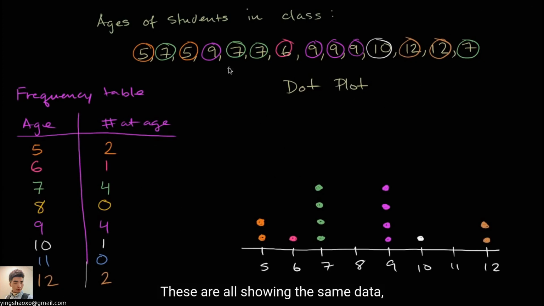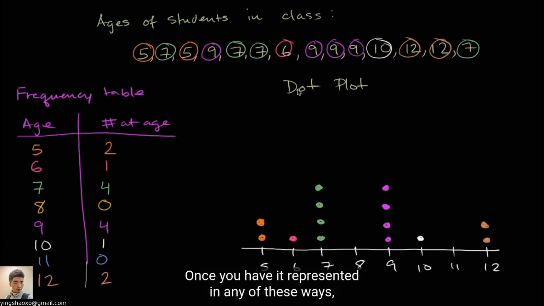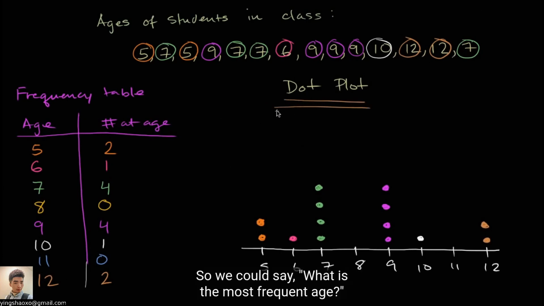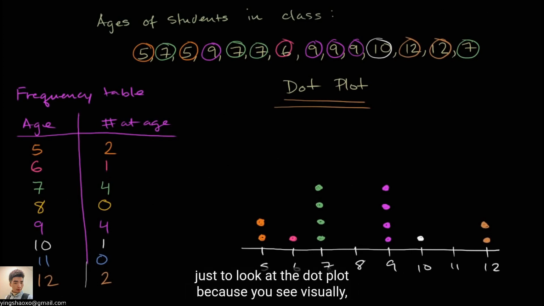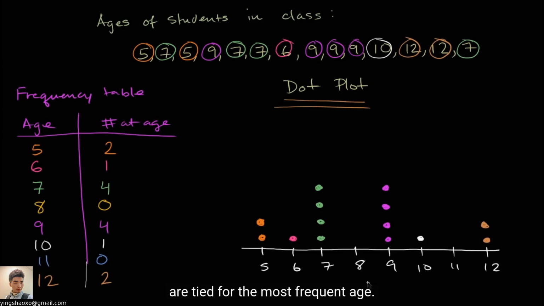We have frequency table, dot plot, list of numbers. These are all showing the same data, just in different ways. And once you have it represented in any of these ways, we can start to ask questions about it. So we could say, what is the most frequent age? Well, when you look at it visually, the easiest thing might be to look at the dot plot because you see it visually. The most frequent ages are the 2 highest stacks. So 7 and 9 are tied for the most frequent age. You would have also seen it here where 7 and 9 are tied at 4.